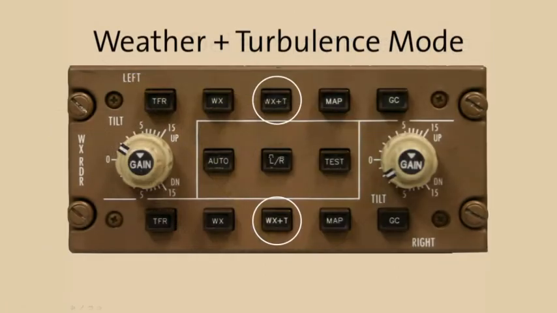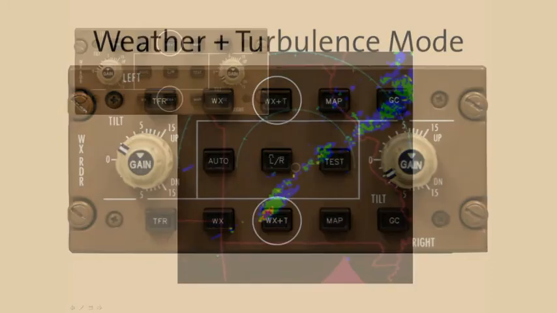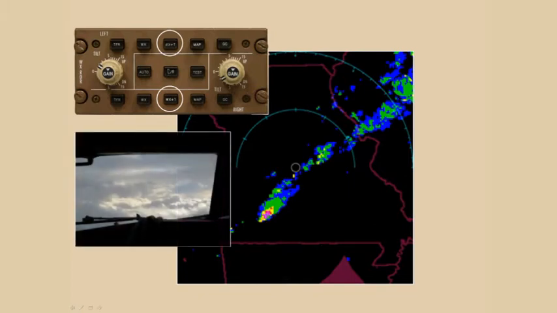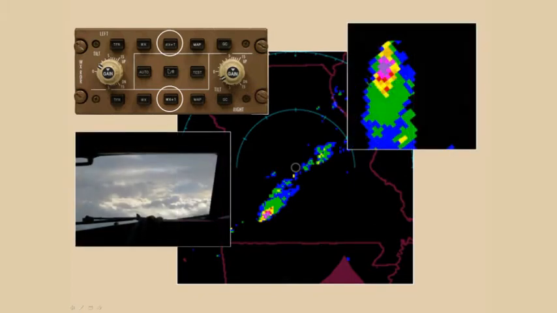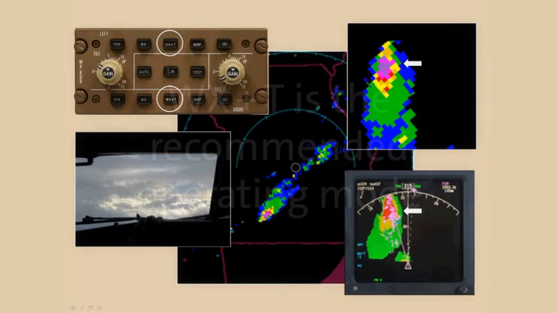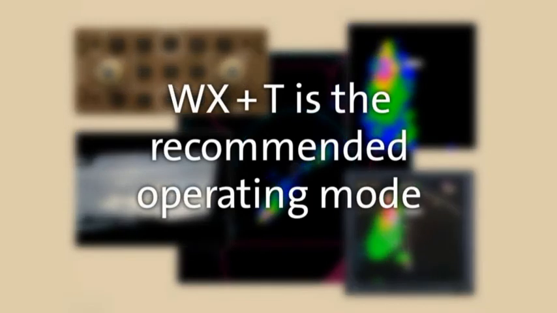The Weather plus Turb mode displays weather returns and turbulence out to 40 nautical miles. This NexRad presentation shows a significant cell, which is also visible out the window of the aircraft. A blow-up of the NexRad view and the radar view shows the magenta turbulence on the radar display and its correspondence with the NexRad data. Weather plus Turb is the recommended operating mode.